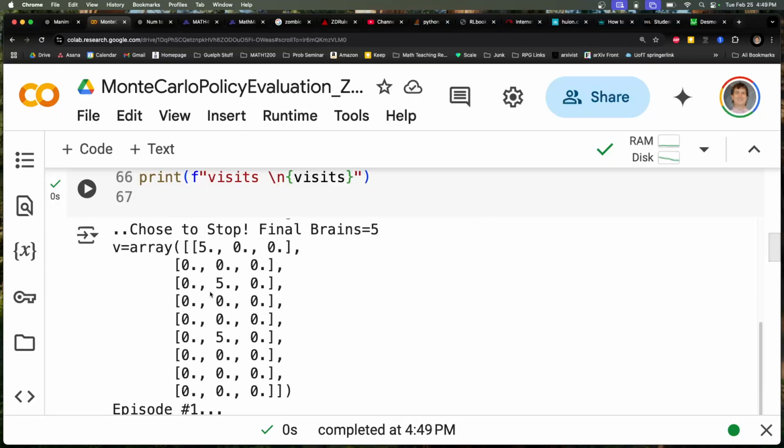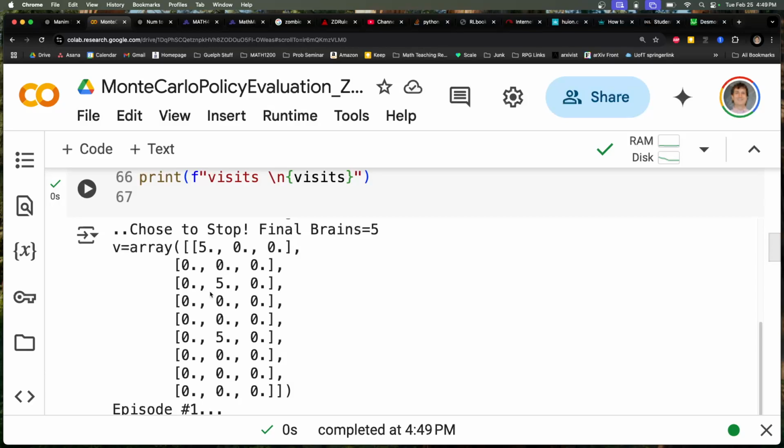Before, the value function was all zeros. Now the value function is like this. It has a 5 here, a 5 here, and a 5 here. And why does it have a 5 there and a 5 there and a 5 there? Well, we've played through 1 time. Every single time we played, we've gotten a score of 5 starting from 0, 0.